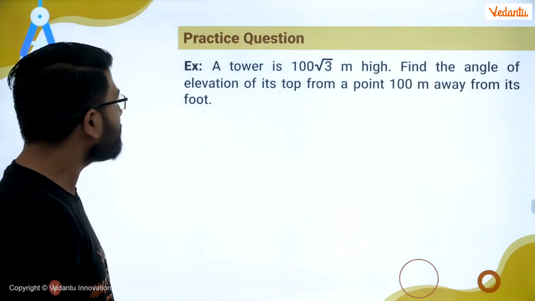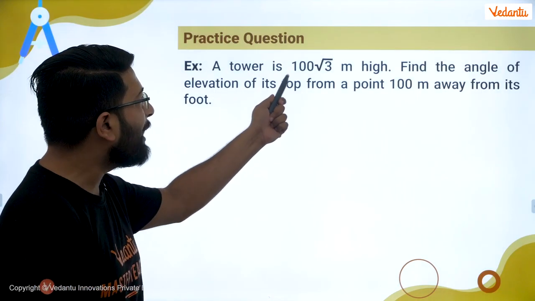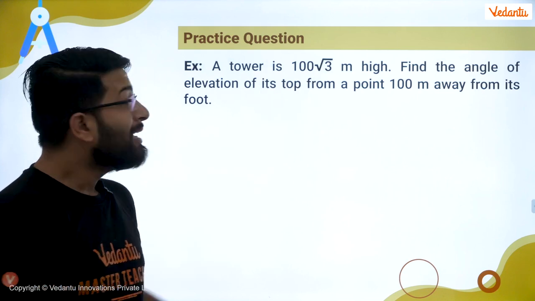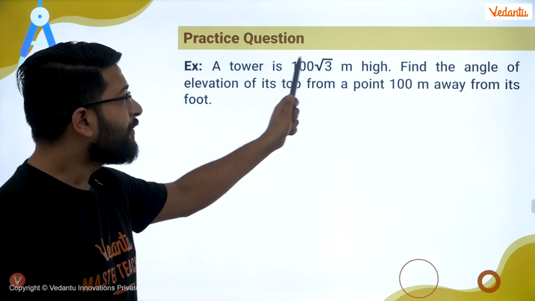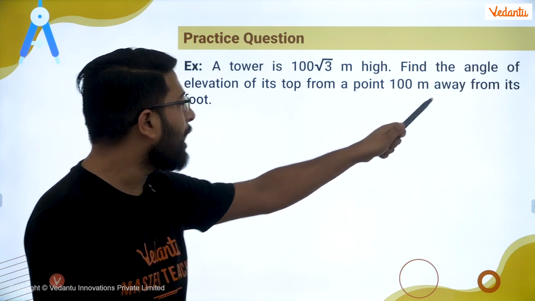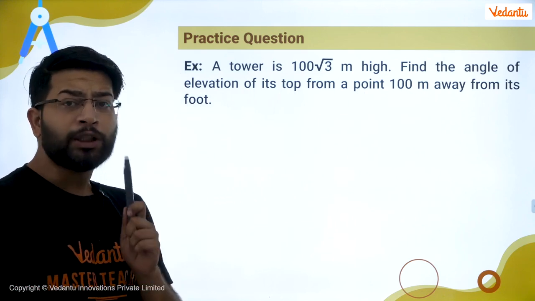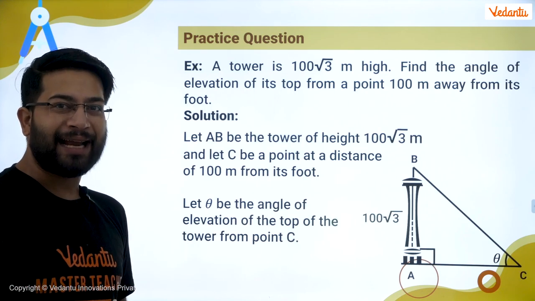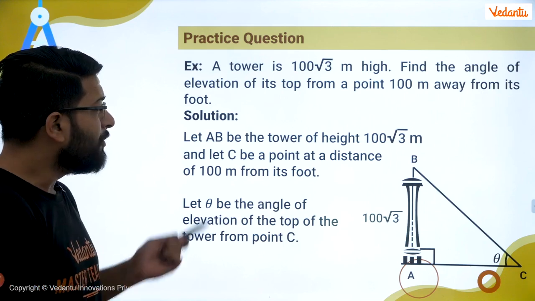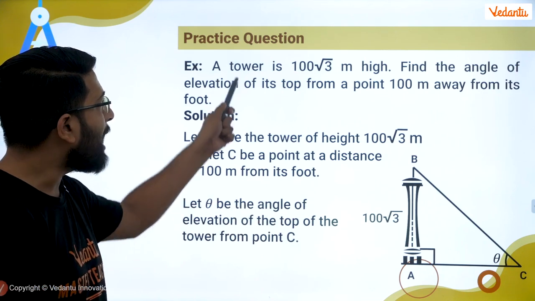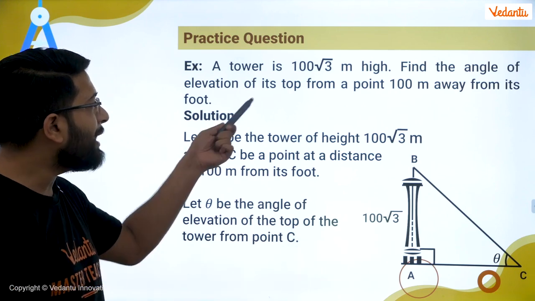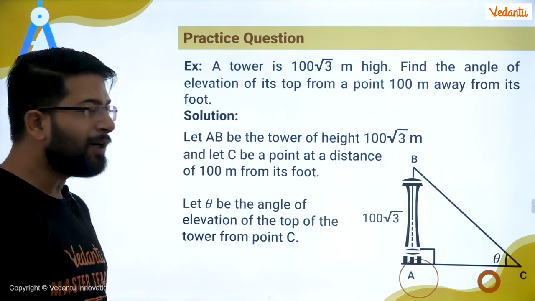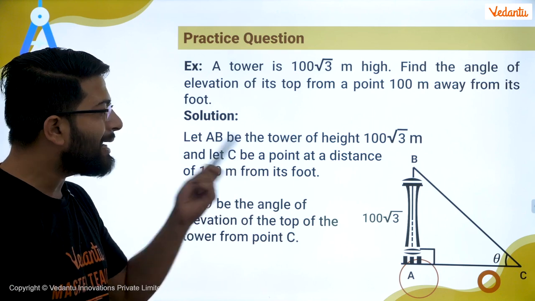Look at the first one. A tower is 100√3 meter high. They're asking to find the angle of elevation of its top from a point 100 meter away from its foot. The most important part is to make the diagram. So in this one, we can see 100√3 is the height of the tower, right? The point C is 100 meter away from its foot. We have to find the angle theta.